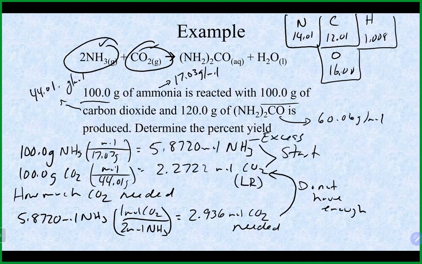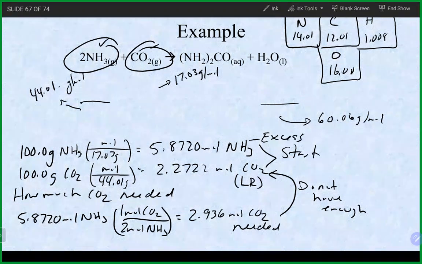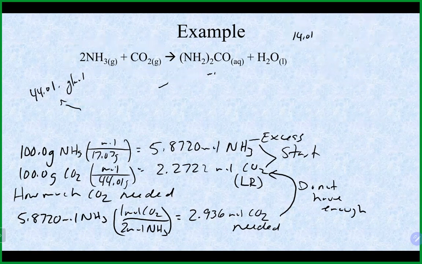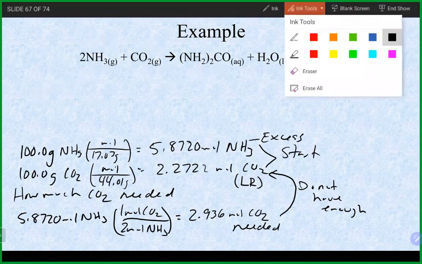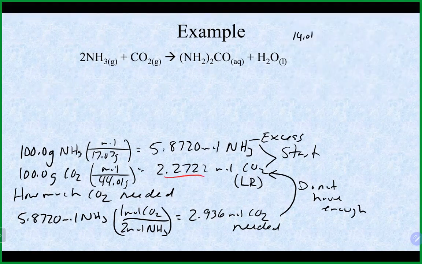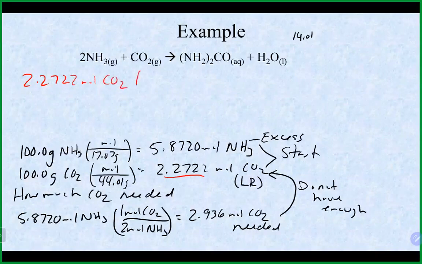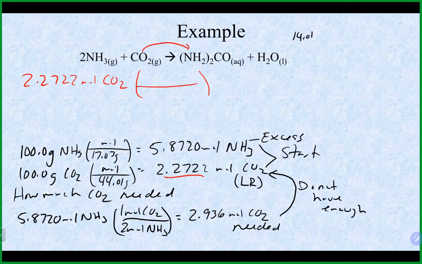Now that we have the limiting reagent figured out, I'm just going to get rid of some of this stuff here to write on. Give me one sec. Now what we do is use the limiting reagent's starting amount to figure out how much product we're going to make. We take 2.272 moles of our CO2. We do a mole-to-mole relationship between the CO2, our limiting reagent, and our product, which is a 1-to-1 relationship from the coefficients. 1 mole of CO2 gives us 1 mole of our product. Those cancel, giving us 2.2722 moles of our product.